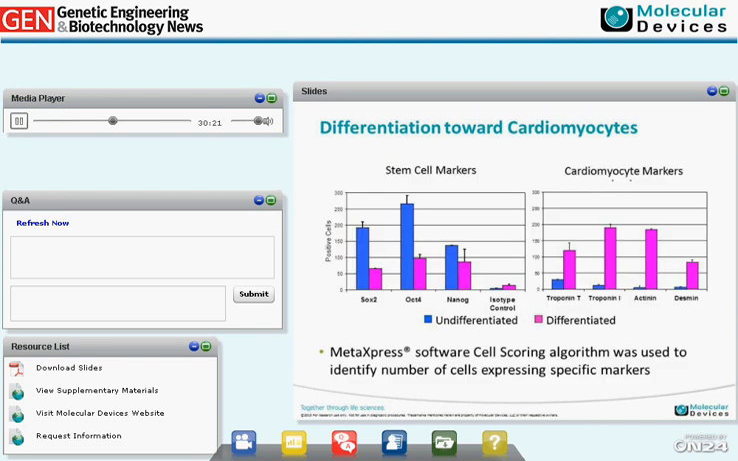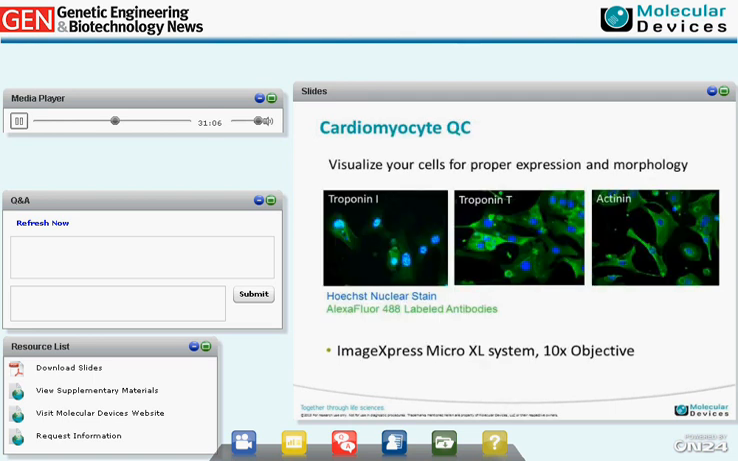Now, on this slide, we show how we can quantify that using our MetaXpress software and the cell scoring algorithm. So on the left, you see a variety of stem cell markers where we've quantified the percent of cells expressing those markers in a well. This is all done in 384-well plates. And as we differentiate the cells using known formulations, you can see the increase in the cardiomyocyte markers of troponin, actinin, etc. You can do this on average, or you can do a cell-by-cell analysis, so you can really get detailed information on each cell and the maturity of that cell. You can also visualize your cells, and here we're showing examples of fully differentiated cardiomyocytes, looking at troponin and actinin stains using our ImageXpress Micro XL system.